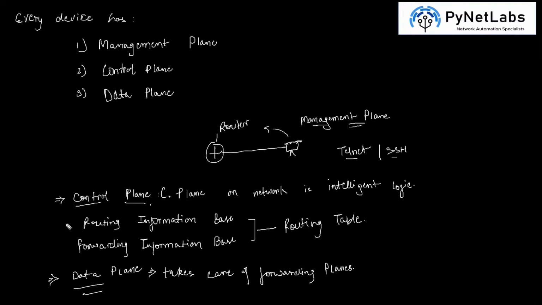So every single device out there, be it a router, a switch or a PC, will have these three planes: management plane, control plane, then data plane. Similarly like this.